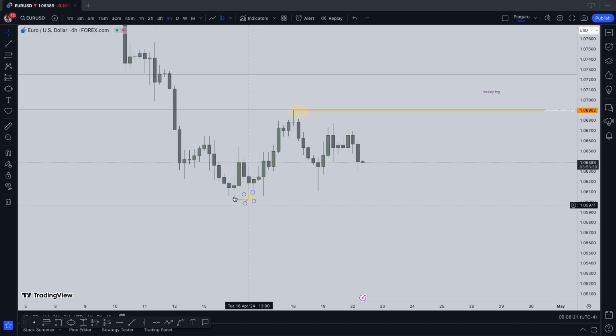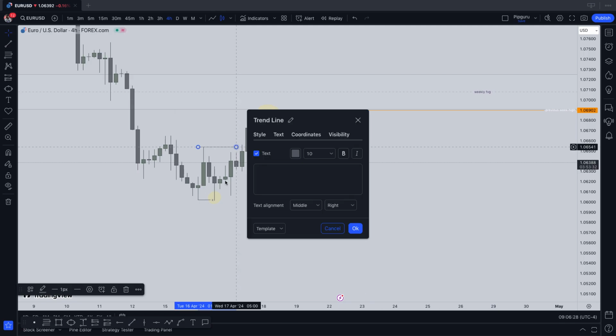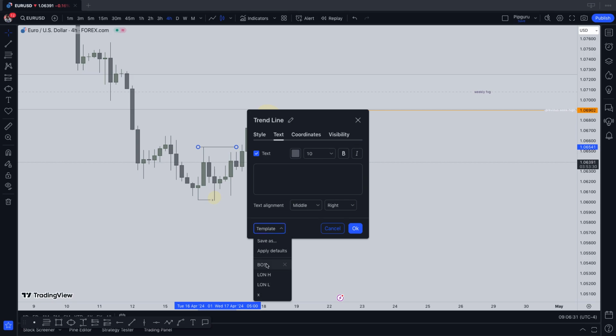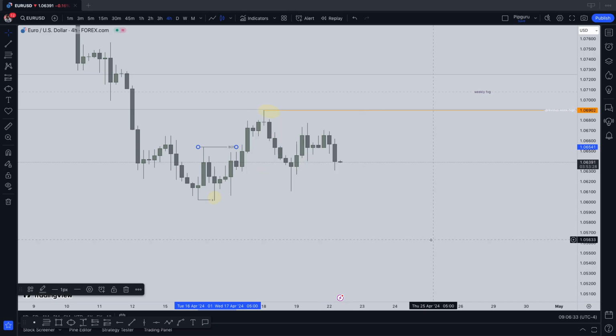So this was a liquidity sweep of this low, and then we had a break of structure right here. Let me go ahead and mark that off for you guys. Boom, break of structure.